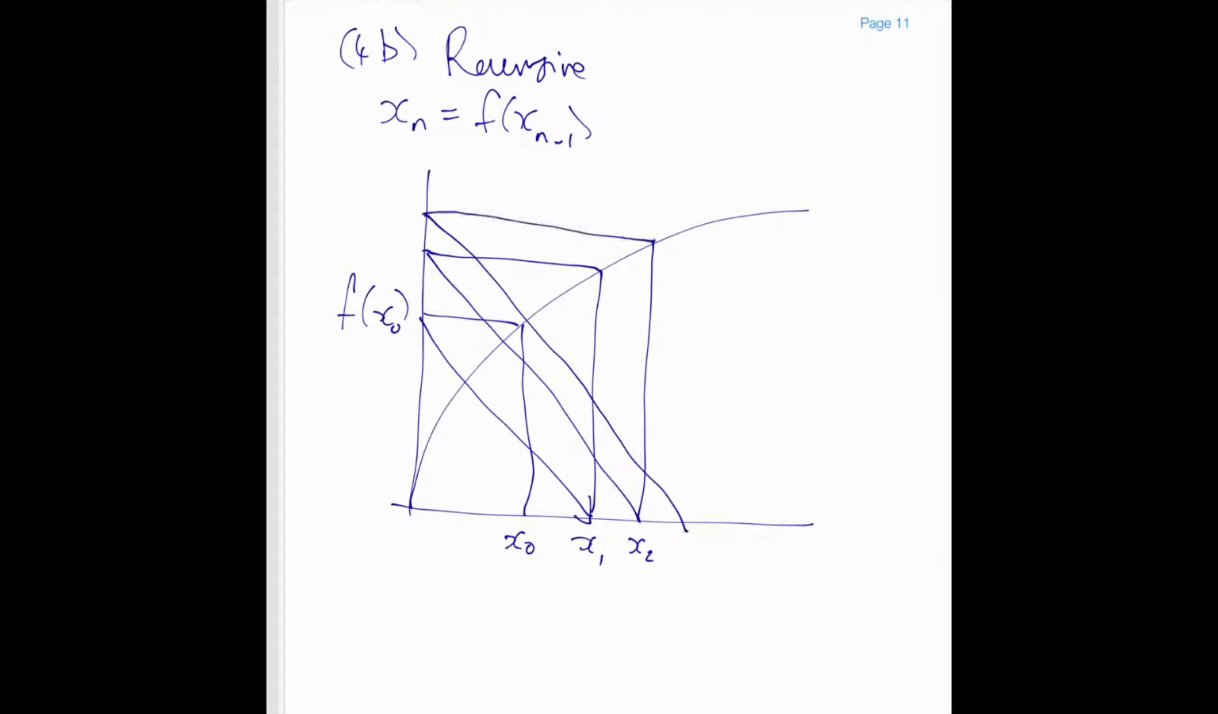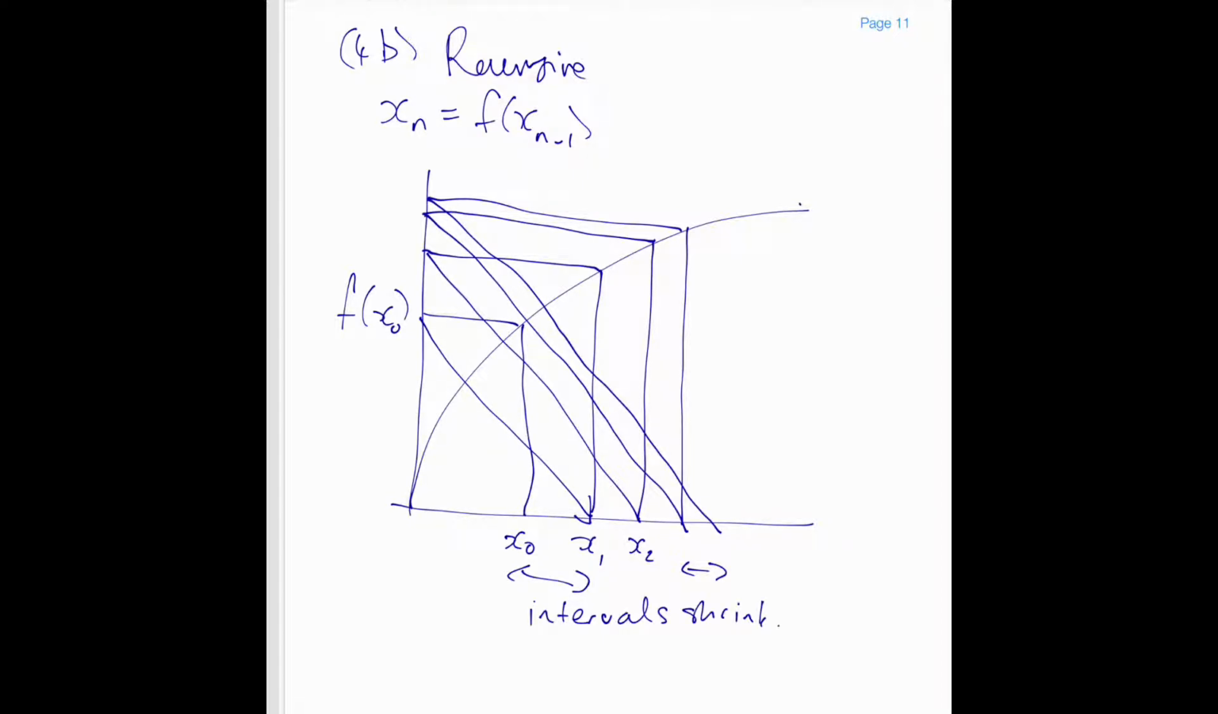With the curve as it is, you can see it's a contraction, so subsequent interval distances are getting shorter and shorter. And as they shrink to 0, there will be a point in the domain and the range where they converge, and in fact they will converge to the fixed point.